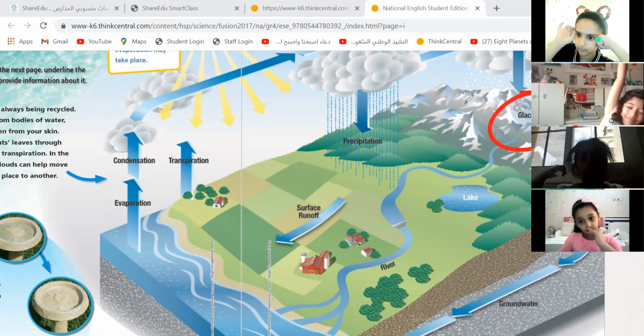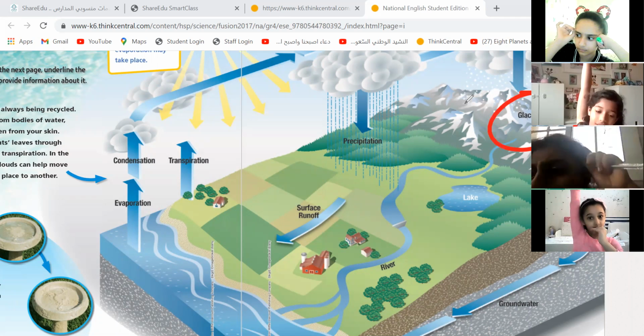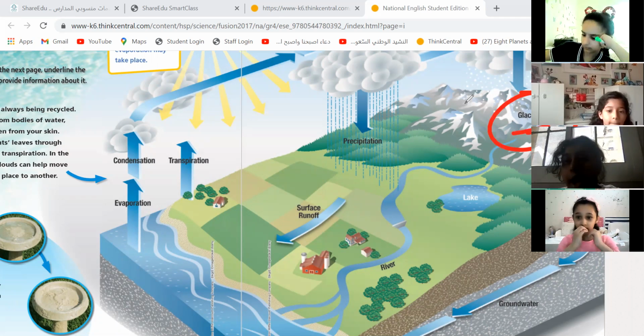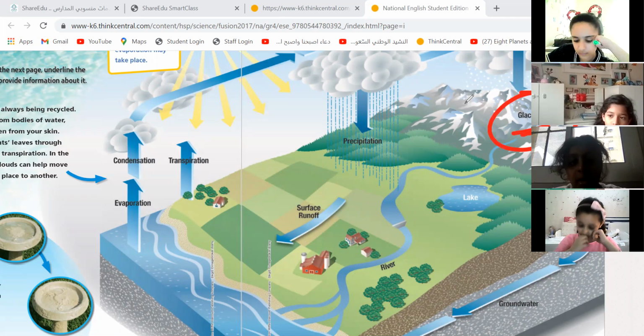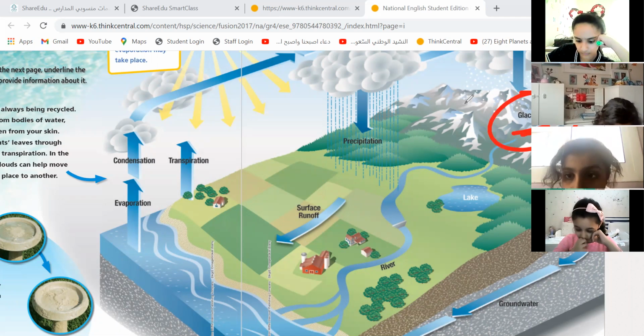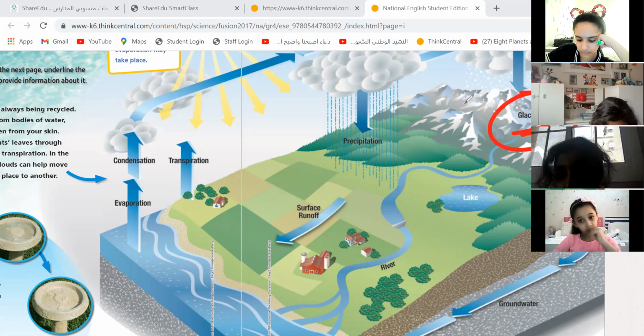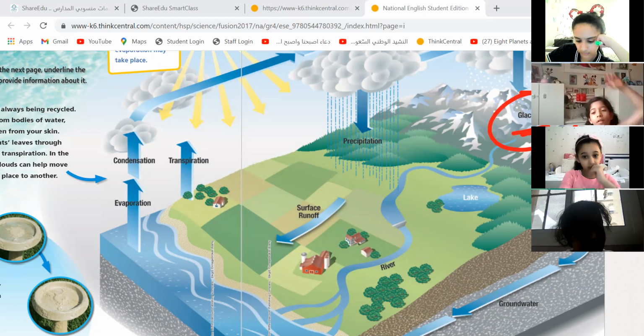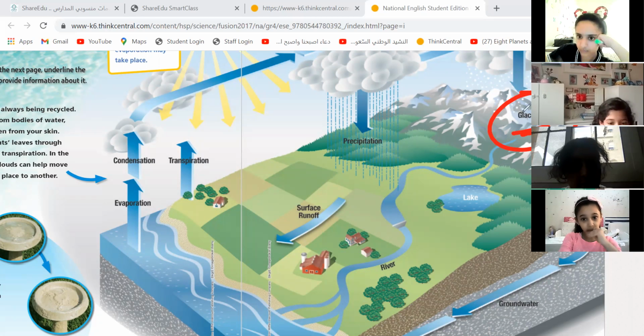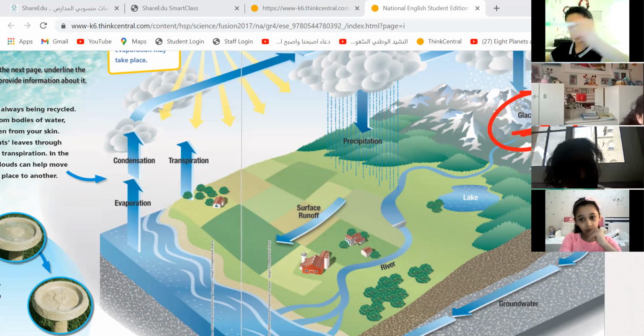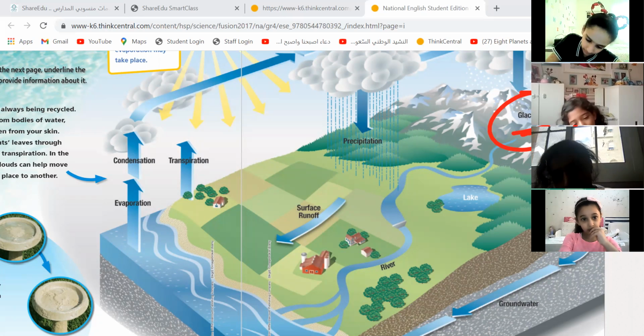What do you see here, up in the mountain? I see snow. Okay, let's see, Layan. What do you see over here? It forms a glacier. Glaciers. Glacier. Excellent. We took this word in English.